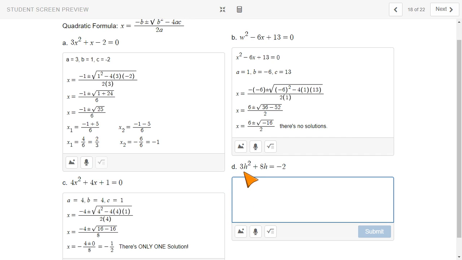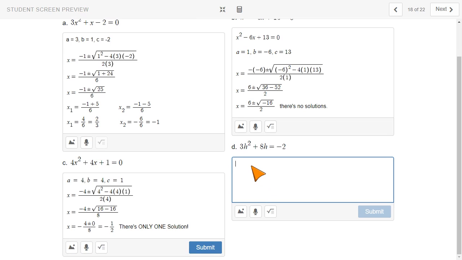Another instance is you could have something that's not written in standard form. So we need to rearrange this to put it into standard form before we can solve using the quadratic formula. I have 3h squared plus 8h plus 2. This is equal to 0. a is equal to 3, b is equal to 8, and c is equal to 2.